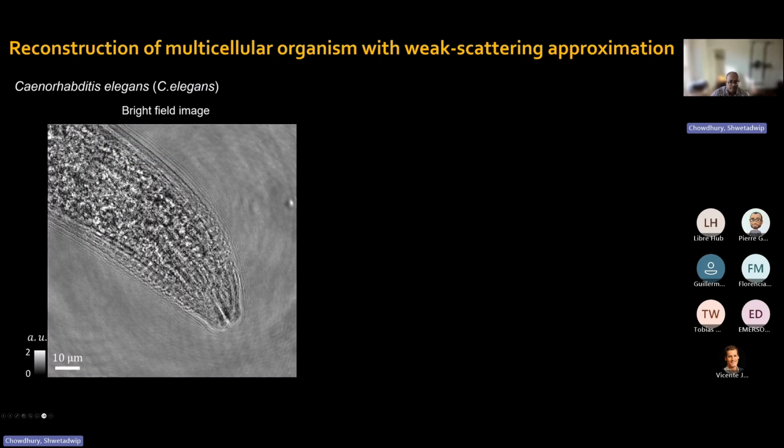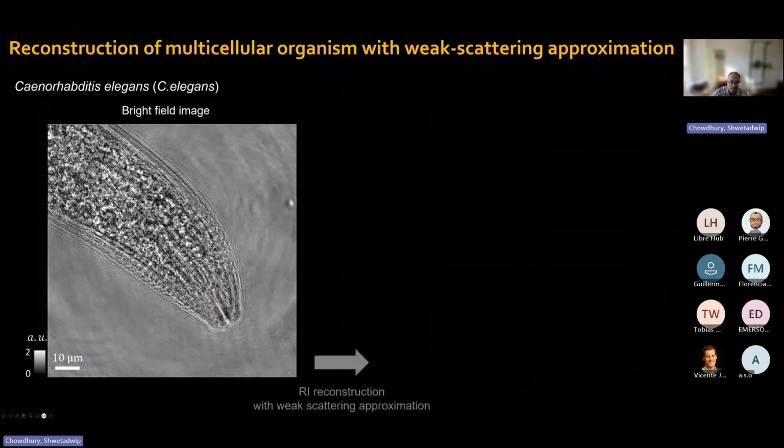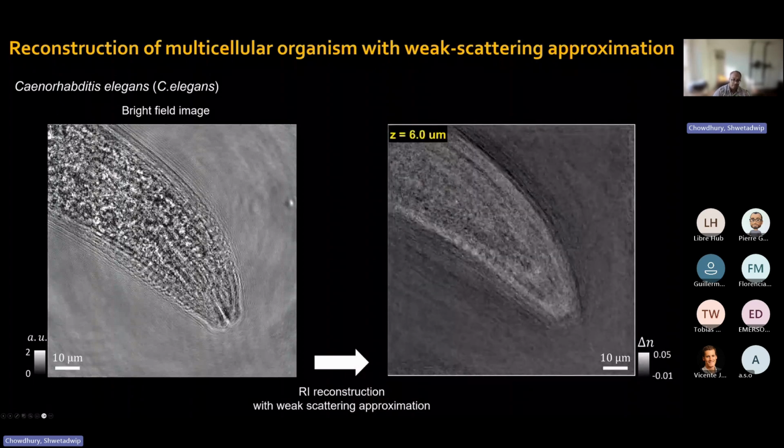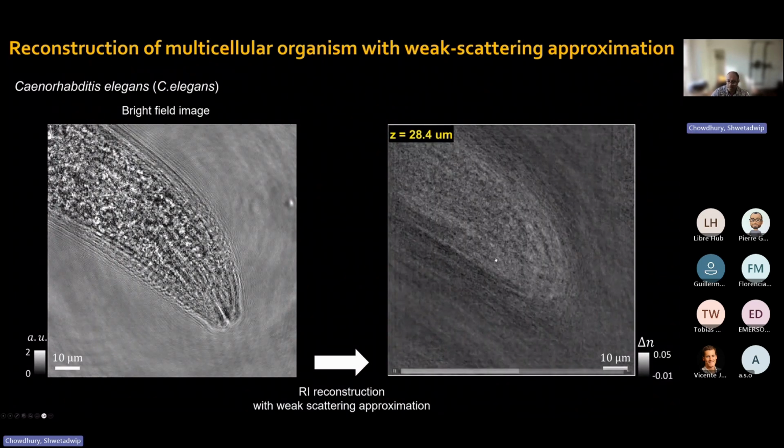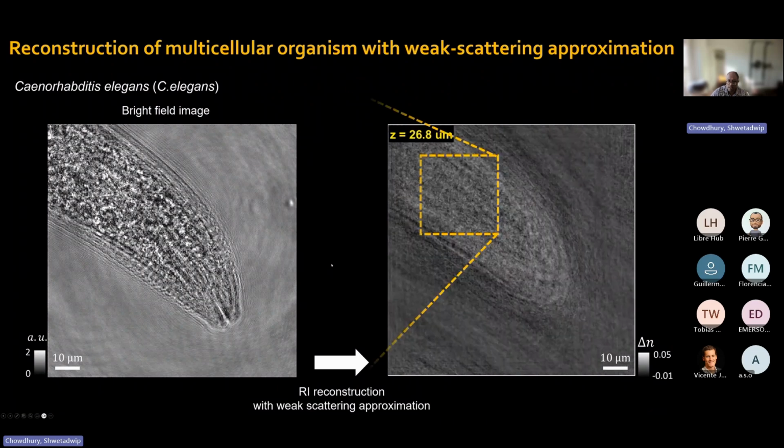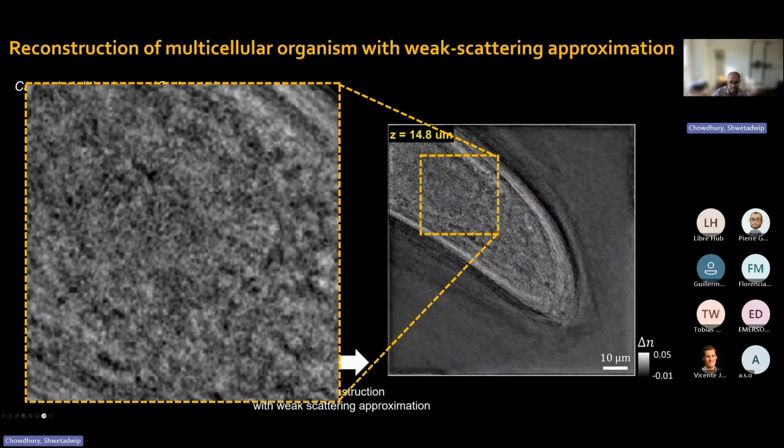So if this is a sample that is a C. elegans, and the problem is a C. elegans is often considered to be pretty transparent in most biological imaging applications. But even this transparent organism is multiple scattering. And so when you try to reconstruct this organism using the inverse scattering framework that I showed before, you get something that looks like this, right? And so essentially, if you take a close-up, you can see basically no features inside.